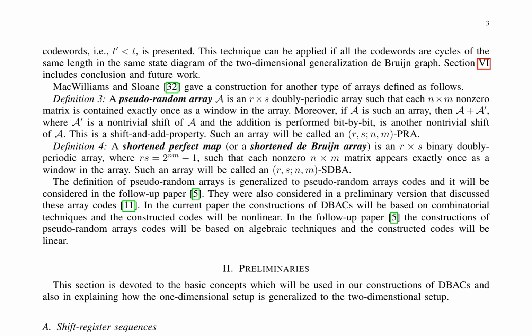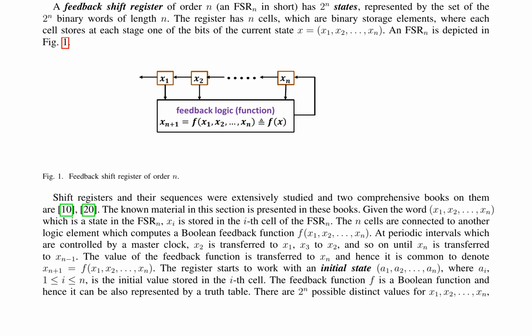The concept of shortened perfect maps, or shortened de Bruijn arrays, is also introduced, where R times S binary arrays with RS equals 2^(nm) minus 1 have each non-zero n times m matrix appearing exactly once as a window. To construct de Bruijn arrays codes, the paper explores preliminary concepts, including feedback shift registers and their sequences. A feedback shift register of order n has 2^n states, represented by binary words of length n, consisting of n cells connected to a logic element that computes a Boolean feedback function.